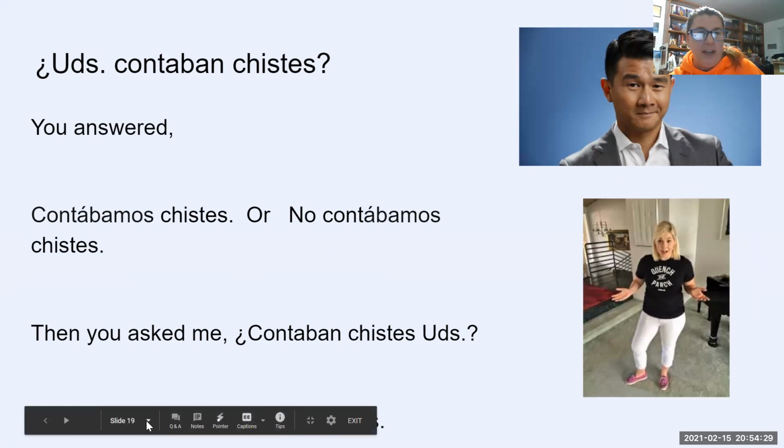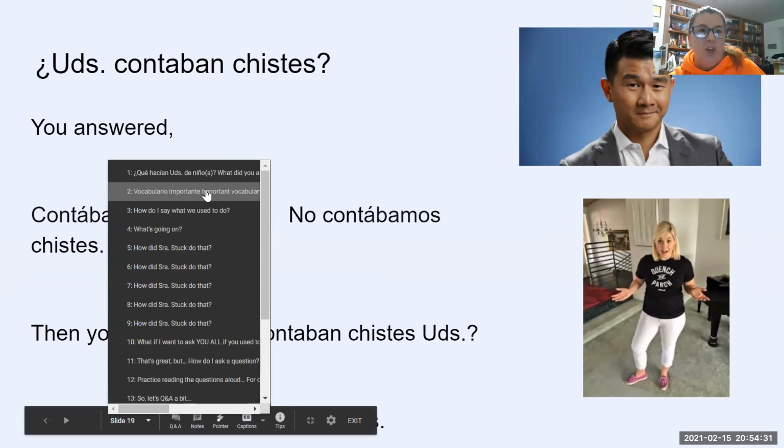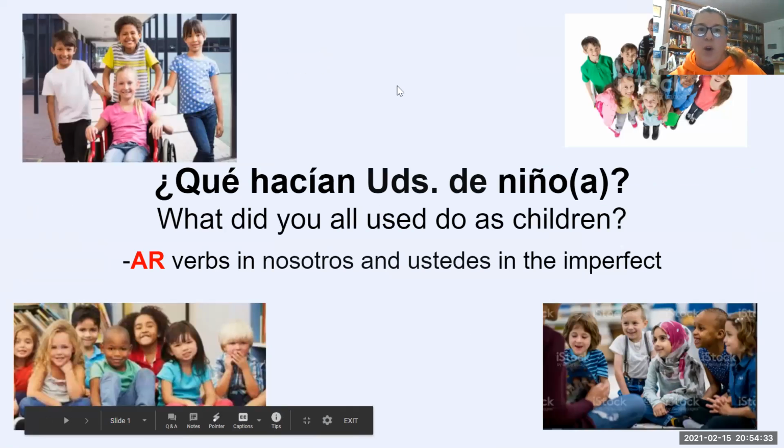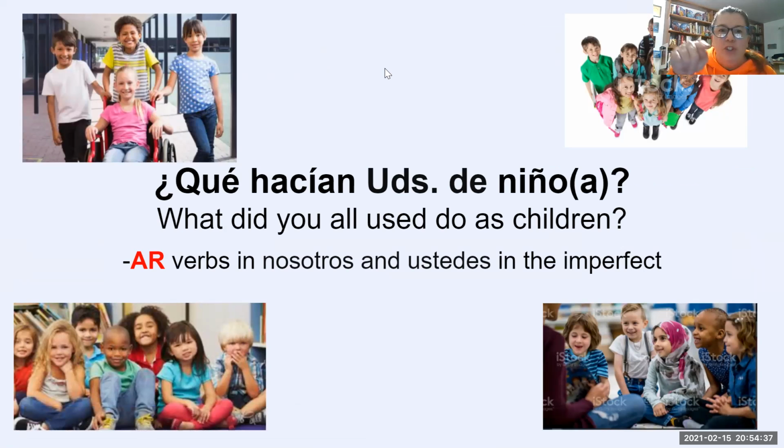I hope you feel like you got that information in your head. We were focusing on what you all did as children. What did you all used to do? Well, we used to do this. So we use the imperfect tense. We are focusing right now only on the AR verbs. We know to chop off the AR and put on the right ending.